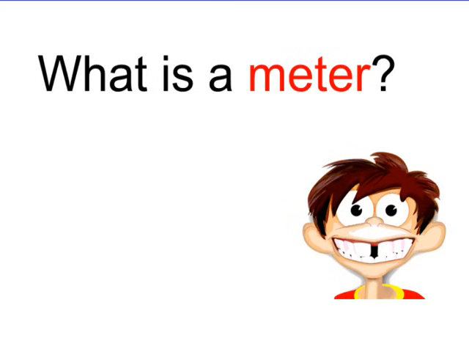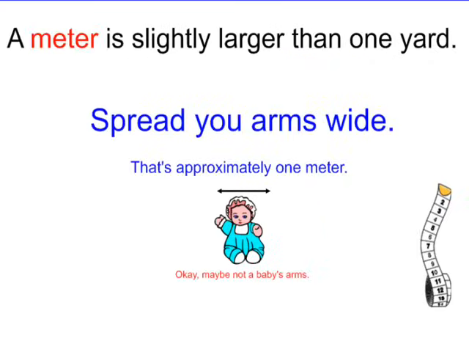So what exactly is a meter? Well, if you were to spread your arms, your wingspan would be approximately a meter, and a meter is a little bit larger than a yard. A yard is 36 inches, and a meter is about 39 inches, so it's slightly larger than a yard.